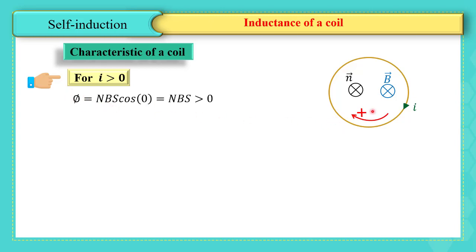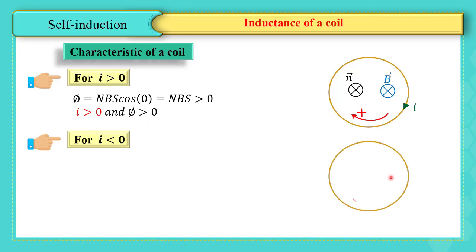In the first figure, I is directed along the same direction as that of positive sense. Due to right-hand rule, we can determine the direction of the magnetic field vector B. The normal unit vector has the same direction as that of the magnetic field vector B, so the angle between B and N is 0, so the flux will be equal to NBS, which is a positive value, like the sign of the current. So I is positive and flux is positive.